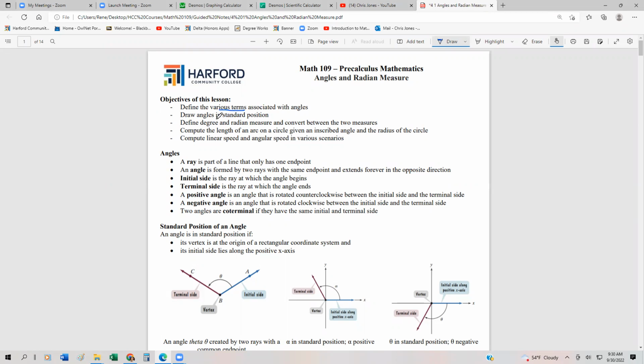We're going to be able to construct angles in standard position. We're going to define both degree and radian measure for angles, and we're going to make sure that we can convert back and forth between degree and radian. We're going to compute the length of an arc on a circle. And then finally, we're going to compute both linear and angular speed. So let's build up our vocabulary a little bit with respect to angles.